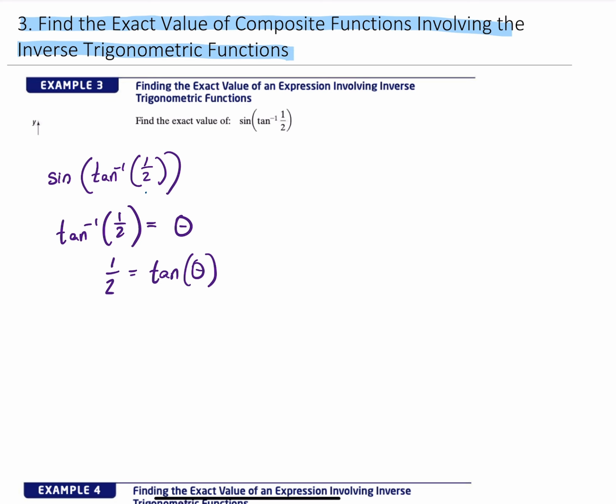Well, from here, I can build a triangle. The output of the inverse tangent is between -pi/2 and pi/2, and it's positive, so we should be in the first quadrant somewhere. So our triangle should look like this. So I'll call this theta, and tangent is opposite over adjacent, so I'll make that 1 and this 2.